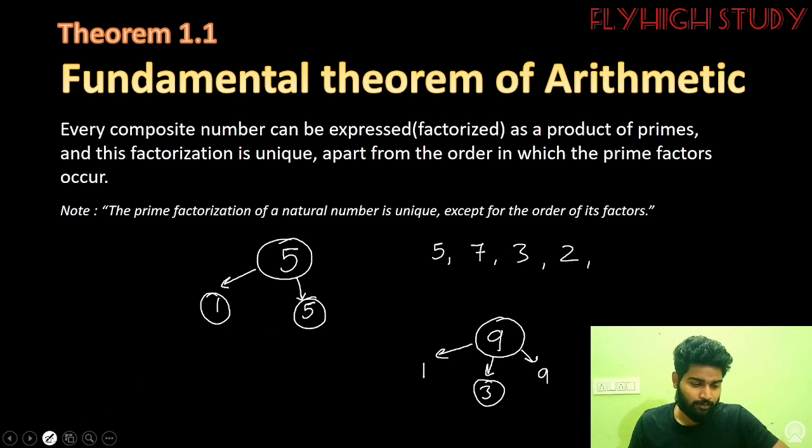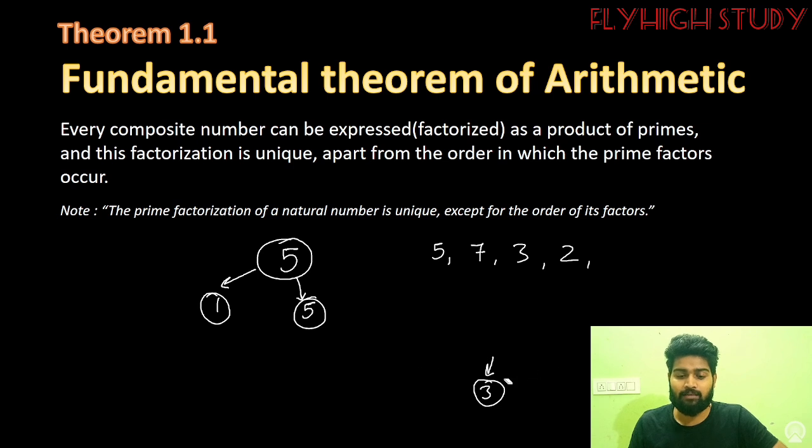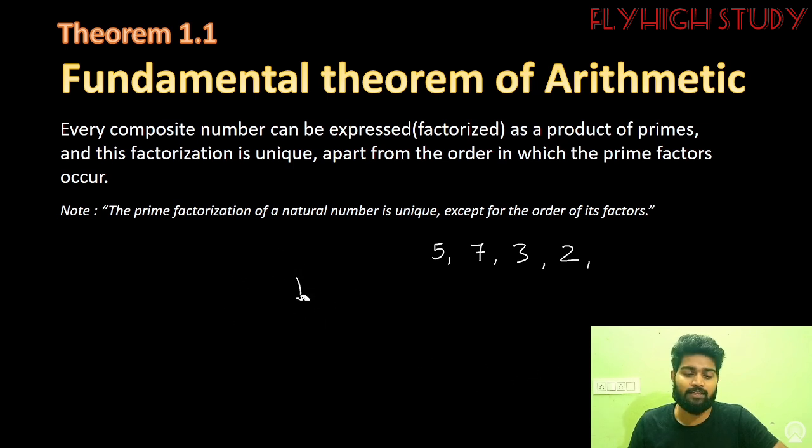I hope you understood this. What is a prime number? Once again, quick revision: a number which is divisible by 1 and itself. Example, 5. That's it. So then what is a composite number?